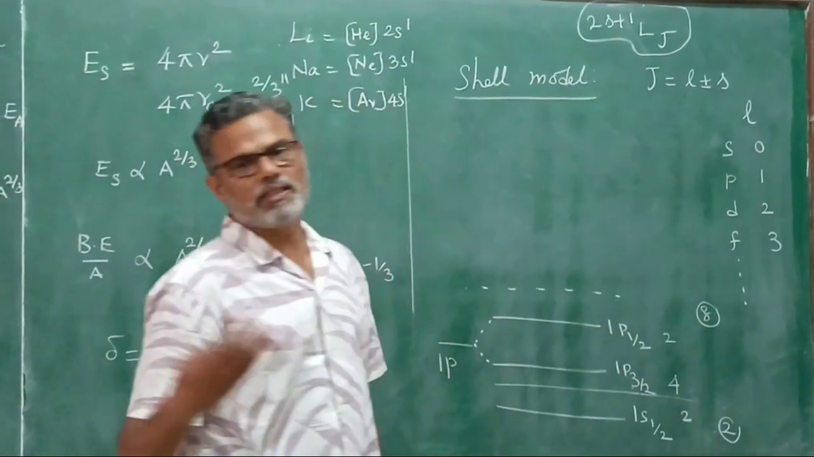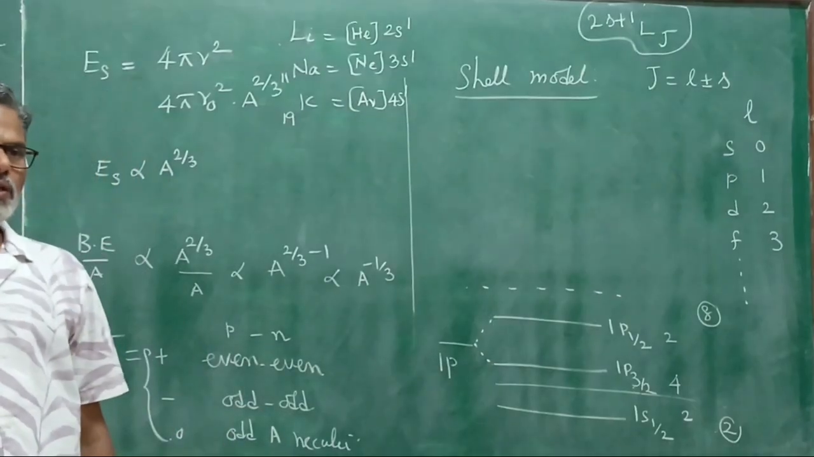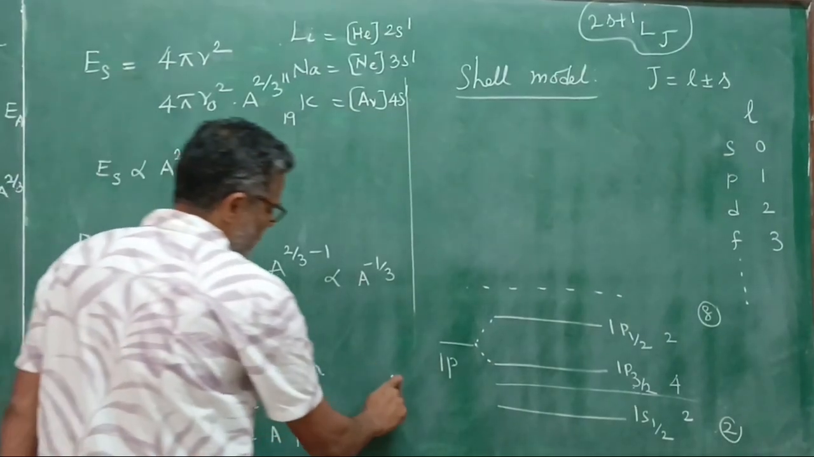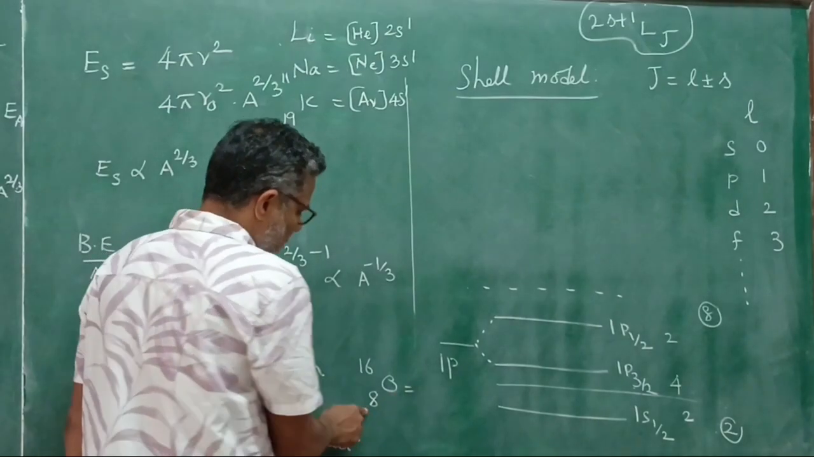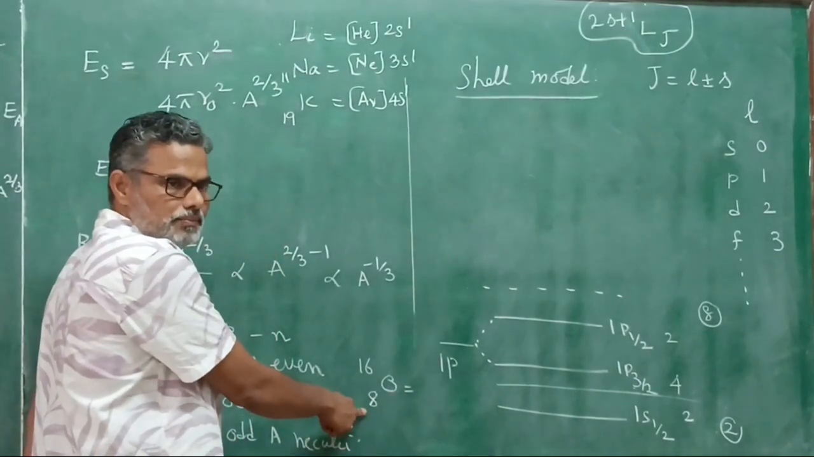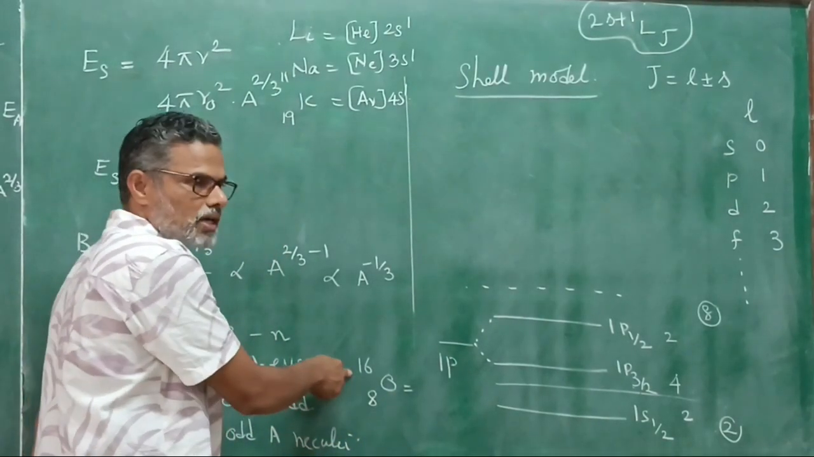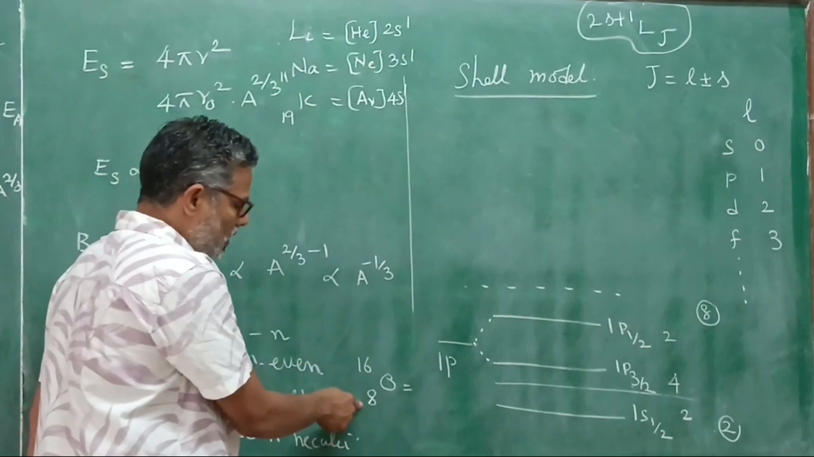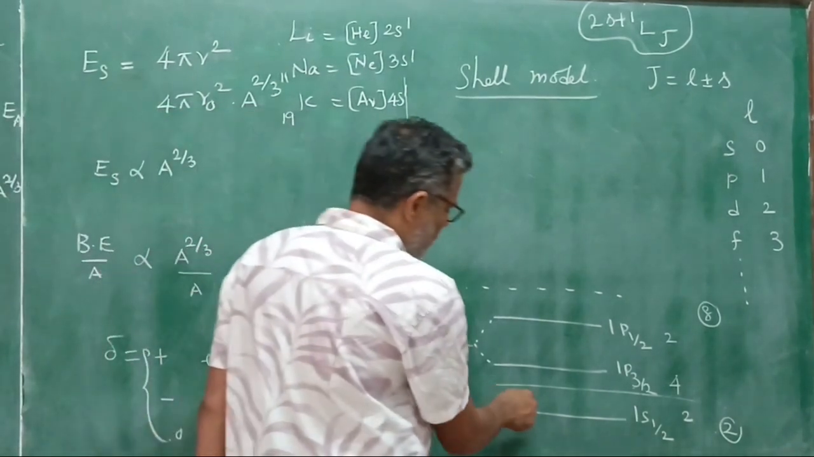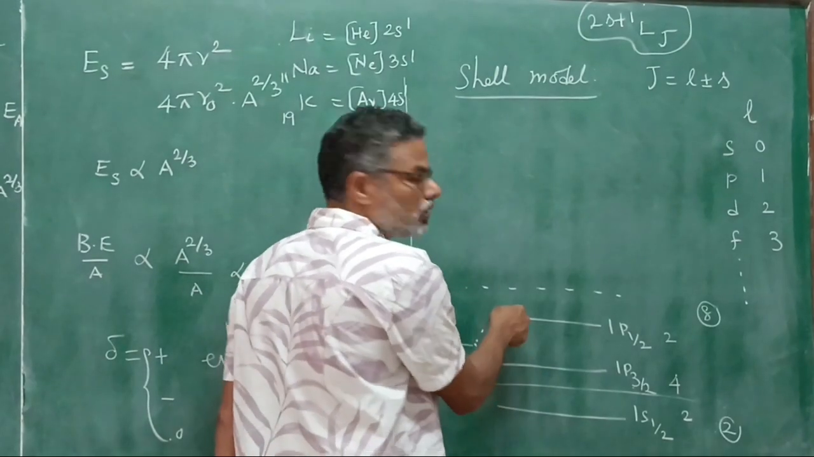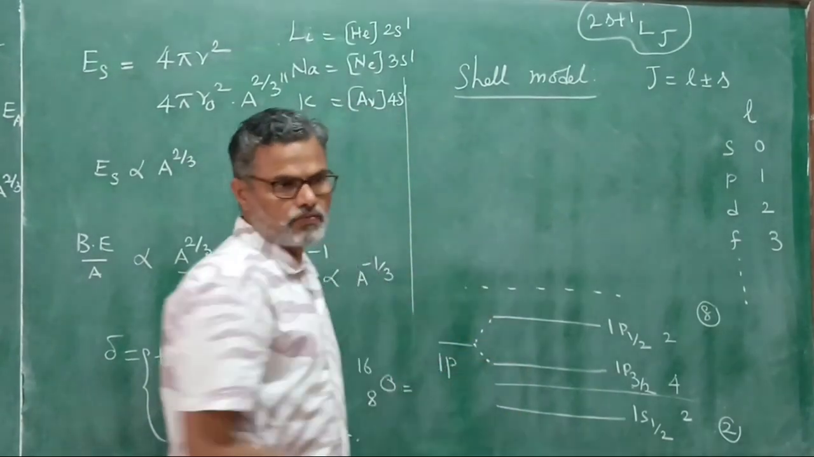So if you take oxygen, O, which is 8 and then 16, this is the proton number or atomic number, and this is the mass number. So when you have Z equal to 8, how are the 8 protons going to occupy? 2 here, 4 here, 2 here. So that's how these orbits are filled.